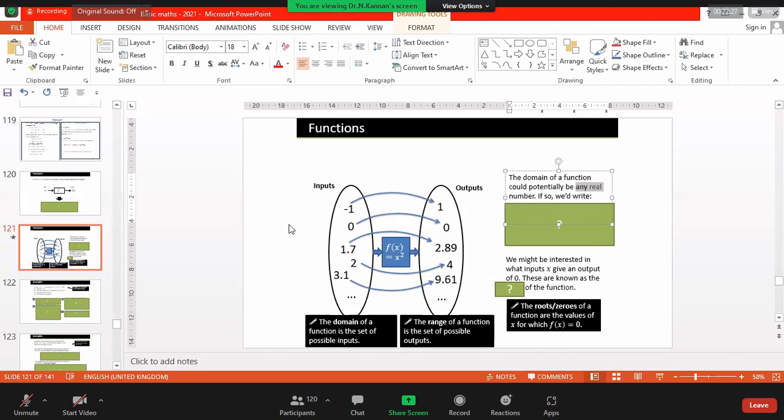Then of course we have studied linear equations and of course quadratic equations. What is the difference between linear equation and quadratic equation? What is that?